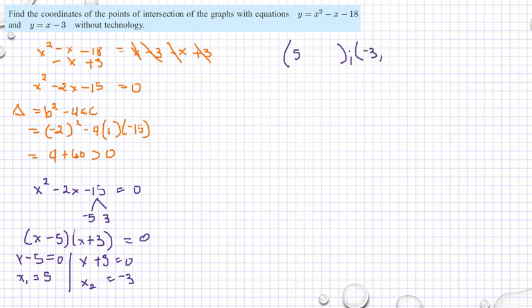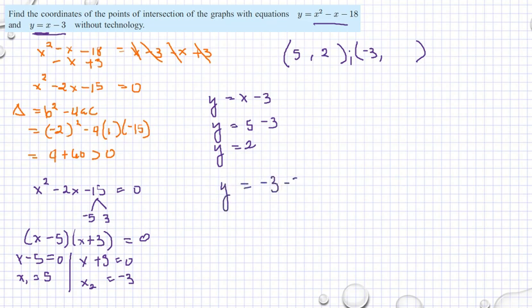Okay. Then we will solve for the y value. So when y is equal to x minus 3, so when x is equal to 5, we have 5 minus 3, then y is equal to 2. You can use either of these functions. I use this one because it's easier, it's simpler. We have negative 3 minus 3, then we have negative 6.